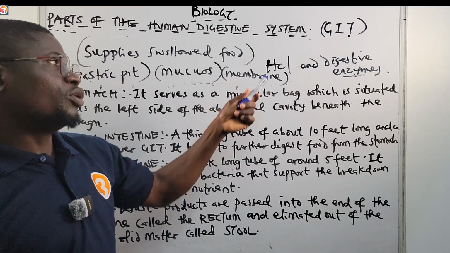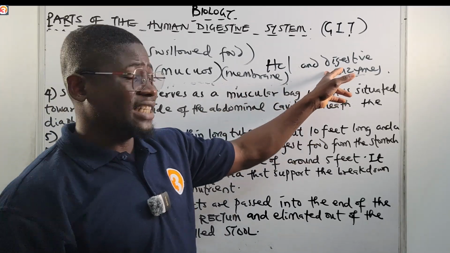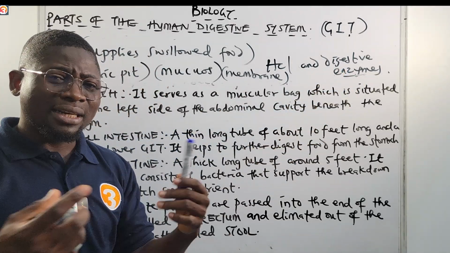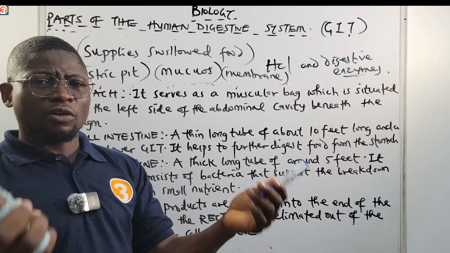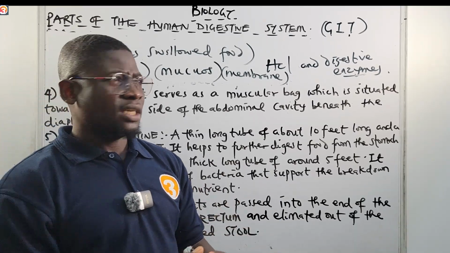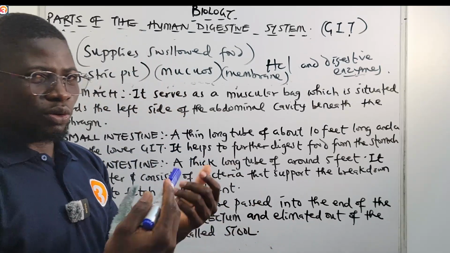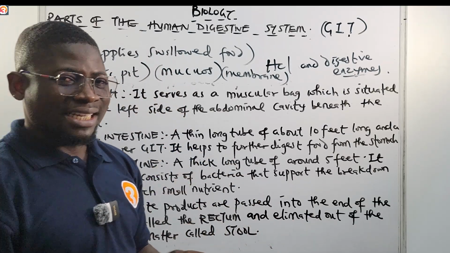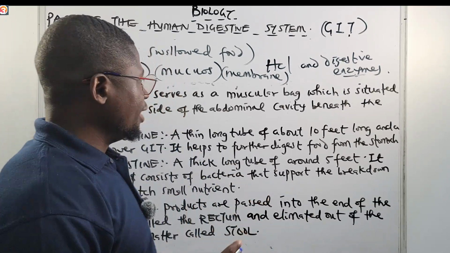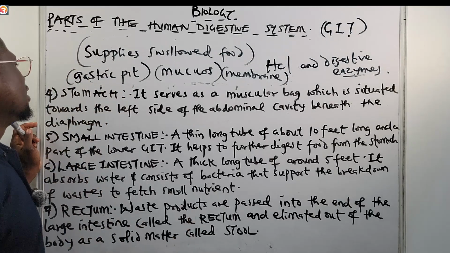And of course, the digestive enzymes we're talking about now are to break down complex food substances into simpler substances. Okay, that is the function of the digestive enzyme. And the hydrochloric acid is to kill microorganisms that have been taken along with the food. So that is the stomach.